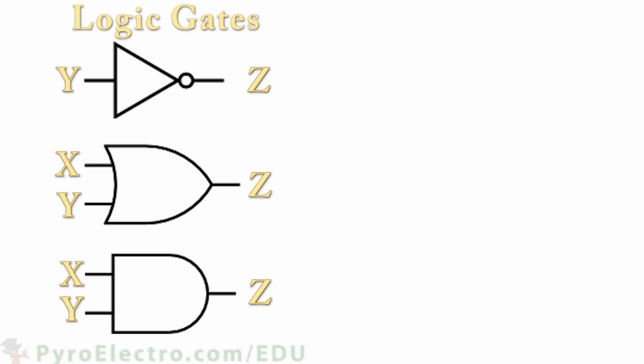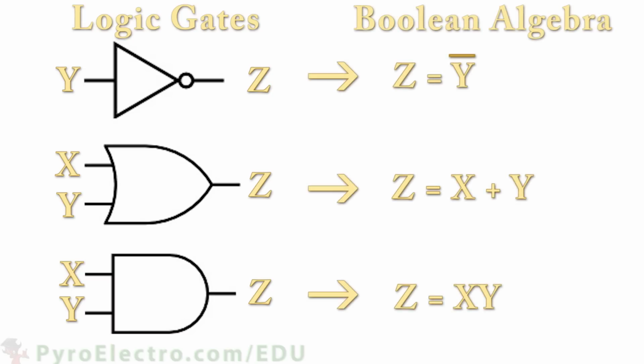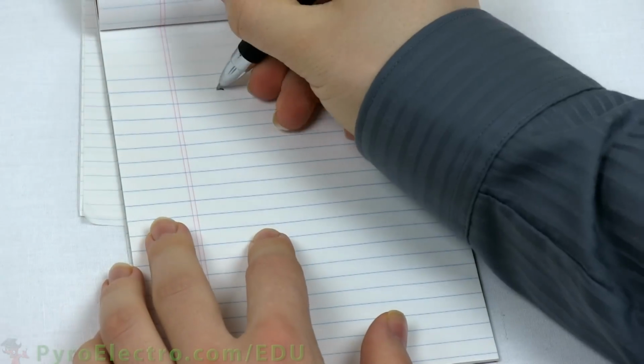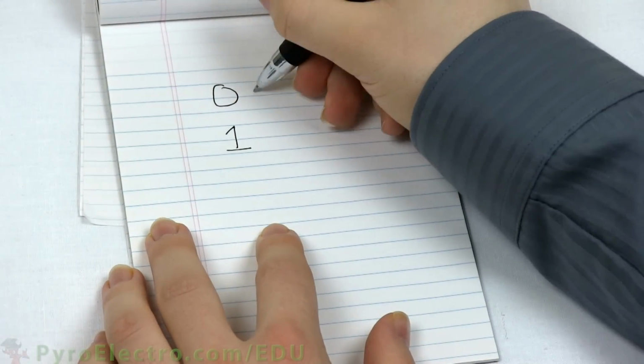Last time, we were introduced to logic gates and the basics of Boolean algebra. In this lesson, we're going to dive headfirst into the world of Boolean algebra by learning how to translate between logic gates and Boolean algebra. We'll also learn two methods for how to simplify complex Boolean algebra equations.